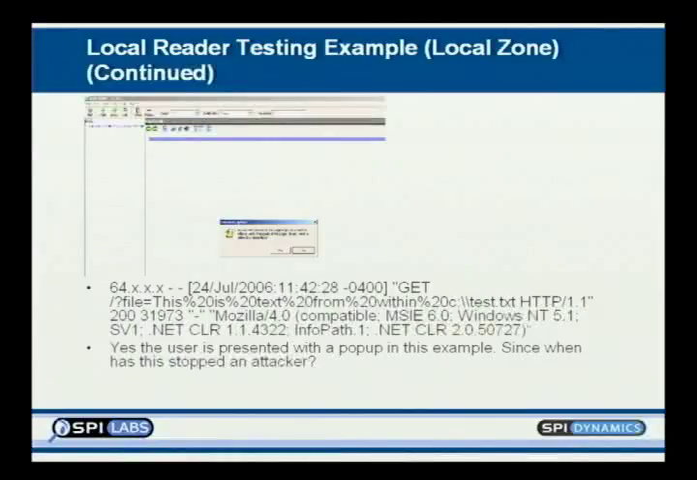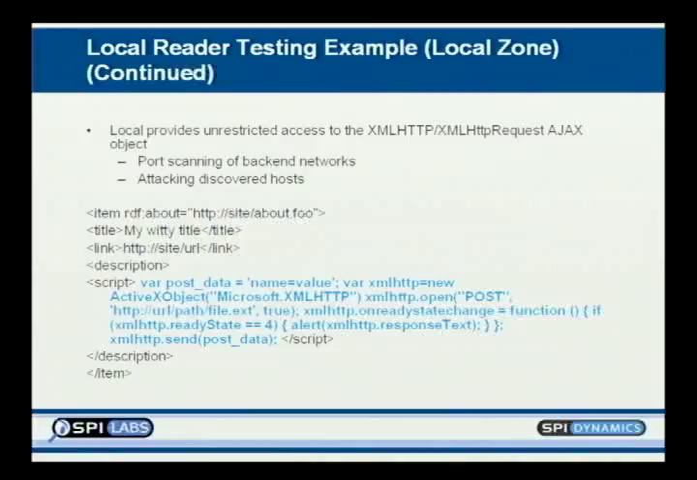Just in case the demo didn't work for some reason, I took a screenshot of it because that happens. And again, this is the log entry. This is the Apache log entry showing the contents of that file. Now, I'm not going to get too much into using XML HTTP to port scan backend networks. There are two talks today that are going to talk about that, and I don't really want to get into it, to be honest with you, but I put an example of sending a basic request off to a site.